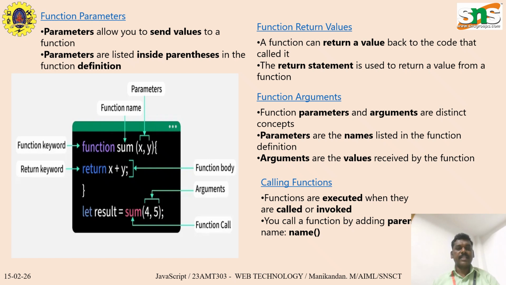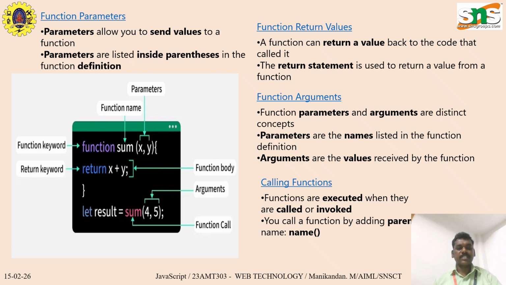In this function example, the function has the function keyword and a name, and then inside the parentheses it has x and y parameters. Inside the function, it adds the two values and returns the resultant value. While calling the function, let result equal to sum of the values we are giving. These act as arguments.